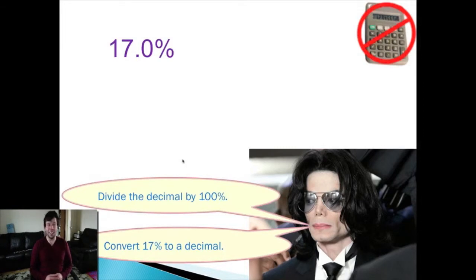Okay, now we multiply by 100% to go one way round. We're going backwards now, percentage to decimal. So we're going to do the exact opposite. Not multiply by 100, divide by 100.